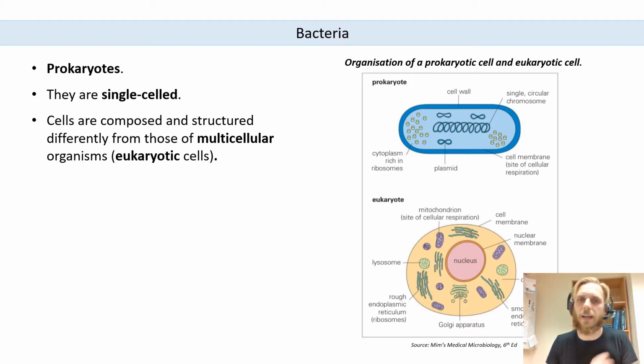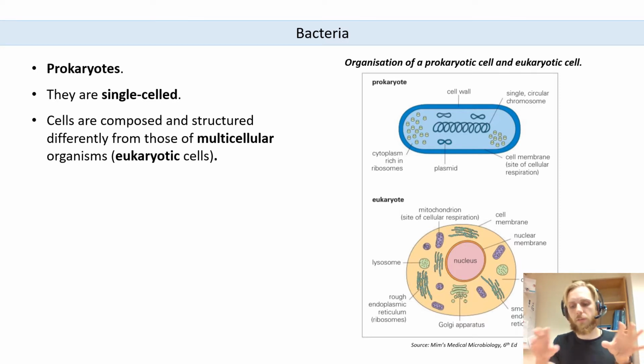We need to understand exactly what they're composed of. And to understand that, we can compare a bacterial cell to a eukaryotic cell. And that's what we have here. The bacterial cell is actually labeled as a prokaryote. The reason for that is because bacteria are prokaryotes.